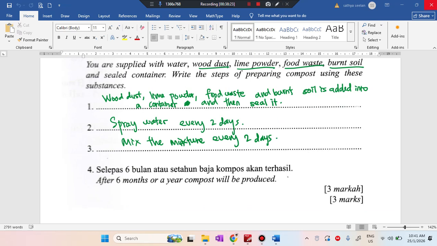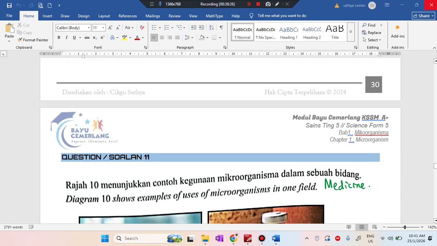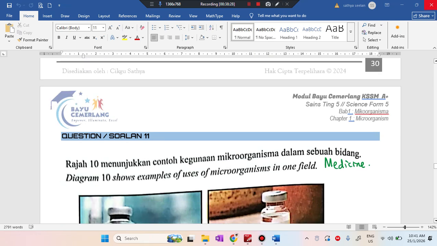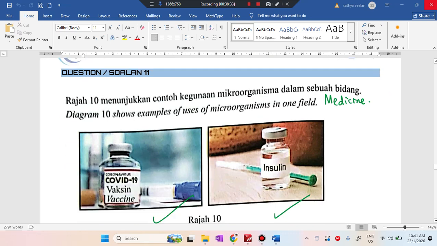Done, huh? Okay, next one. Diagram 10 shows the example of use of microorganism in one field. You can see vaccine and insulin. Insulin, we make from a bacteria. And COVID-19 vaccine, we make from virus, right?